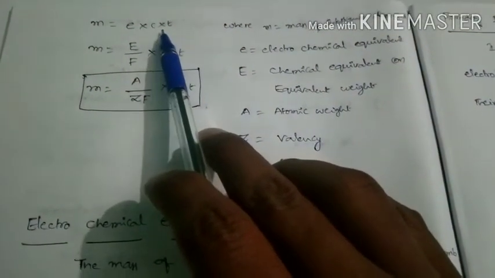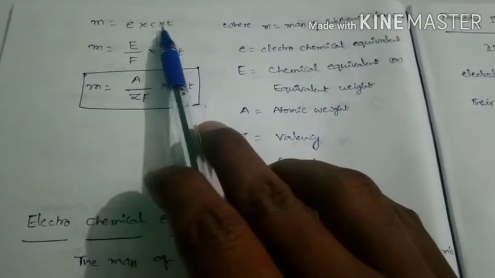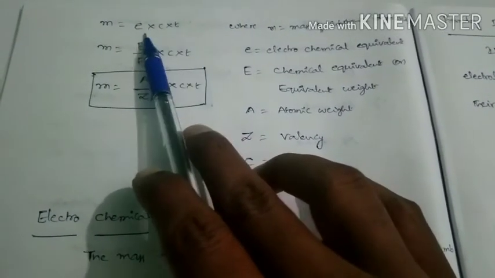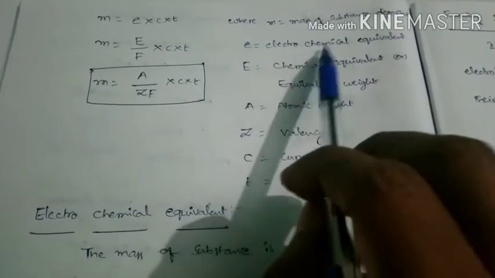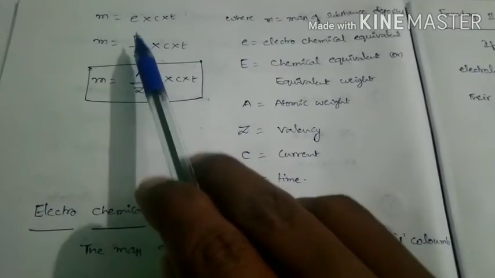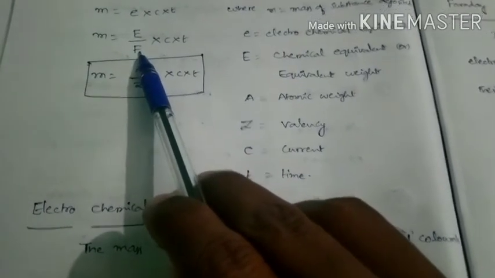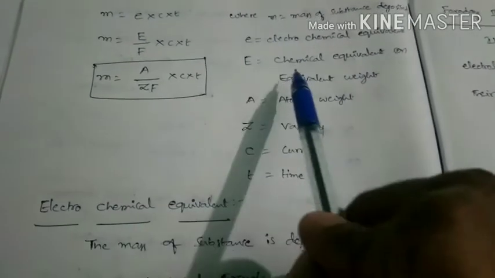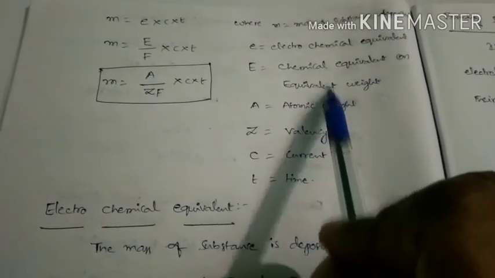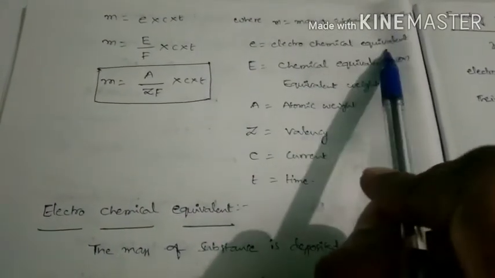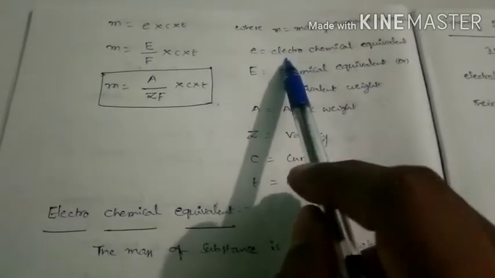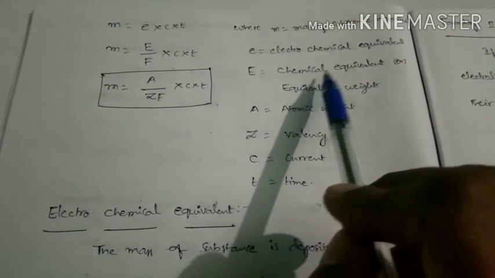Quantity of electricity is nothing but C into T, that is current into time. Here C is current, T is time. Here small e is the electrochemical equivalent. This can again be expanded as small e is equal to capital E by F. Here capital E is called chemical equivalent or equivalent weight. Both are the same, chemical equivalent or equivalent weight. Small e is the electrochemical equivalent. This is the chemical equivalent. Later we will discuss what electrochemical equivalent is and what chemical equivalent is.